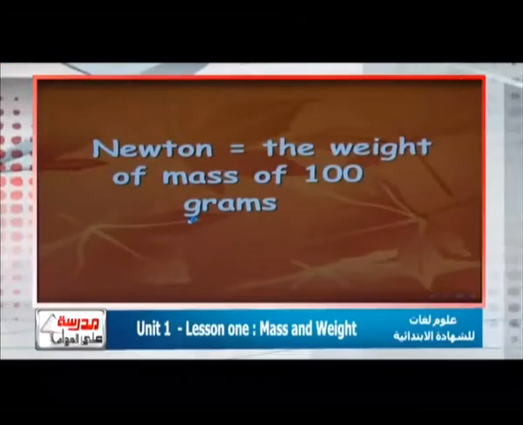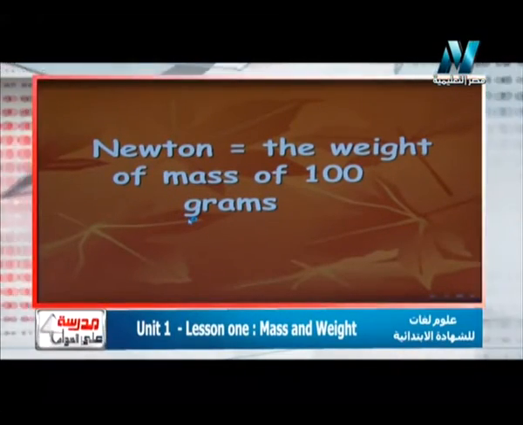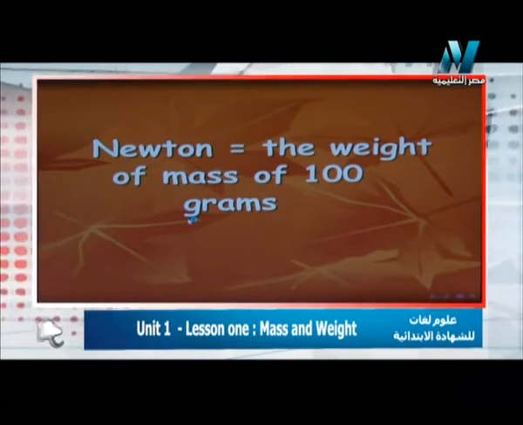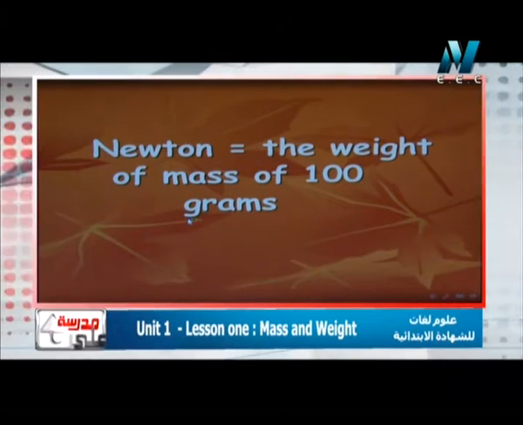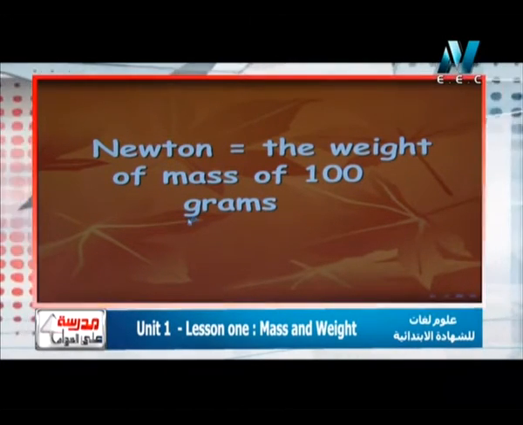Another property of weight: Newton equals what? Newton ده بيساوي قد ايه تقريبا؟ 1 Newton equals the weight of a mass of 100 gram. يعني لو عندي كتلة mass equal 100 جرام، الويت بتاعها هيساوي تقريبا 1 نيوتن. Again, 1 نيوتن equals the weight of mass 100 gram.